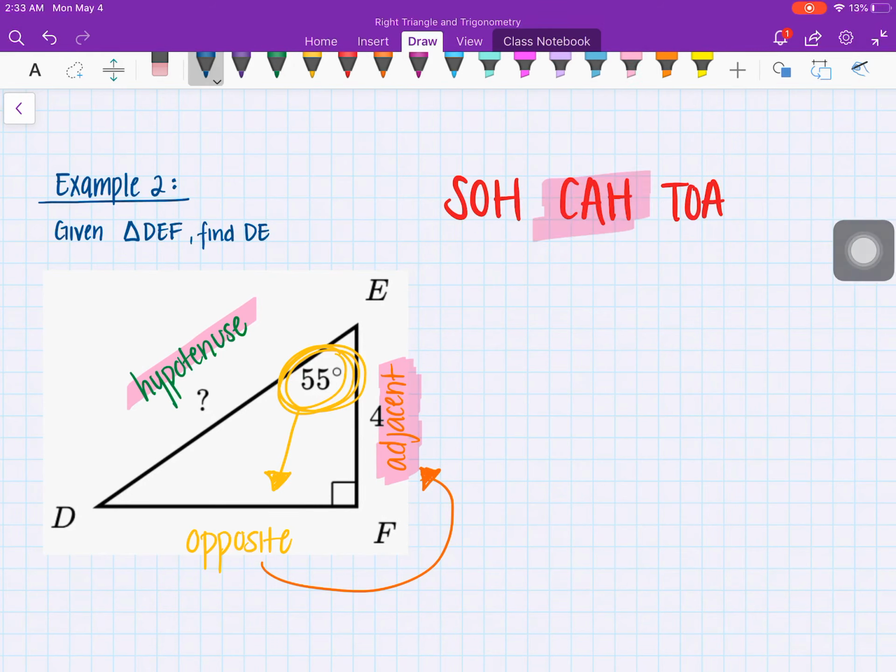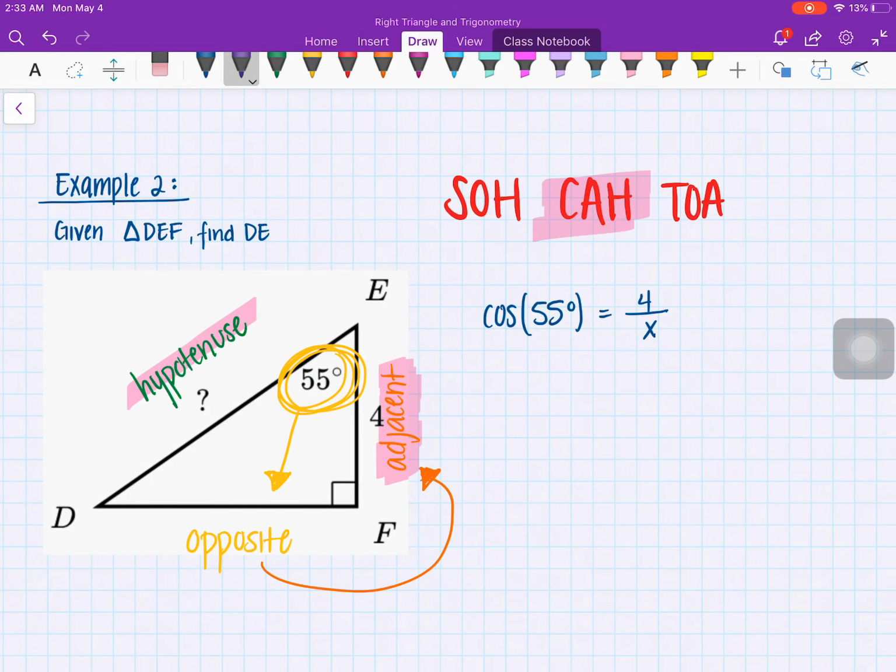So I'm going to start off with cosine, and open my parentheses, I'll put our angle, which is 55. And we're going to make that equal to our adjacent side over our hypotenuse. Adjacent in this case measures 4. Hypotenuse is what we're finding. So I have 4 over x.